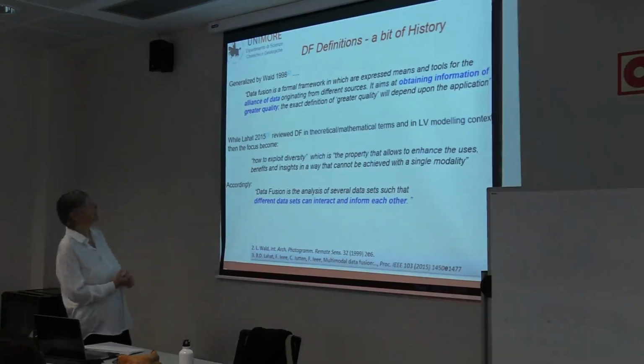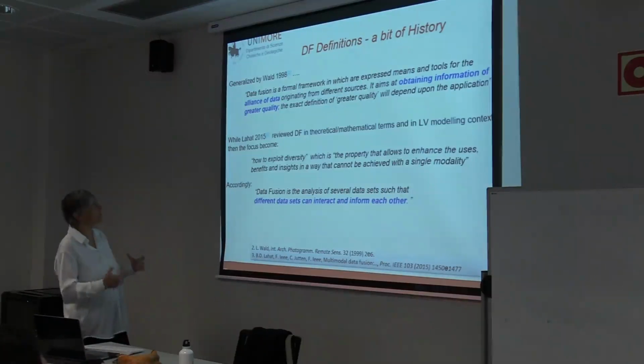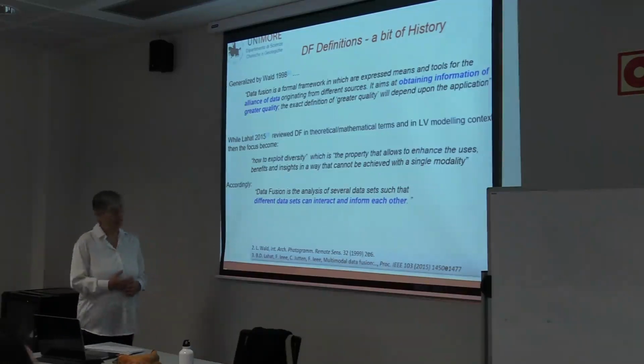So one of the first definitions was a bit before 98, but was generalized in those years, is that data fusion is a formal framework in which are expressed the means and tools for the alliance of data originating from different sources. It aims at obtaining information of greater quality. The exact definition of greater quality will depend upon the application.